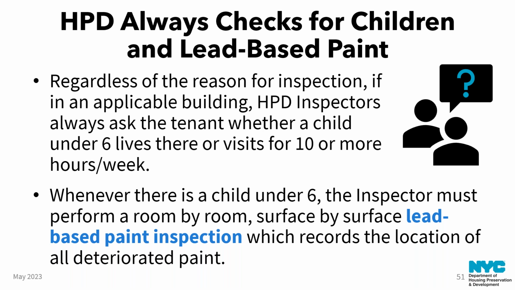One thing to know is that HPD inspectors are always checking for the presence of children under 6 and the presence of deteriorated lead-based paint in any apartment they go to where the building was built before 1960, or if HPD has knowledge that there's lead-based paint in the building and it was built between 1960 and 1978. So even if the tenant did not complain about a lead-based paint issue, our inspectors are checking. And whenever there is a child under 6 and deteriorated paint, HPD will be treating that as a lead issue.